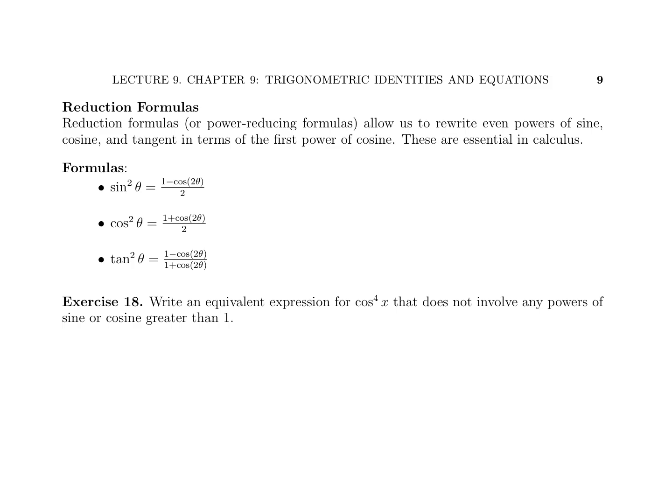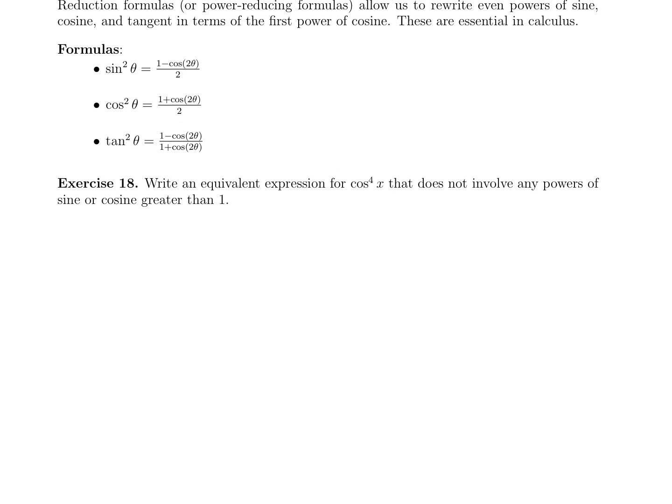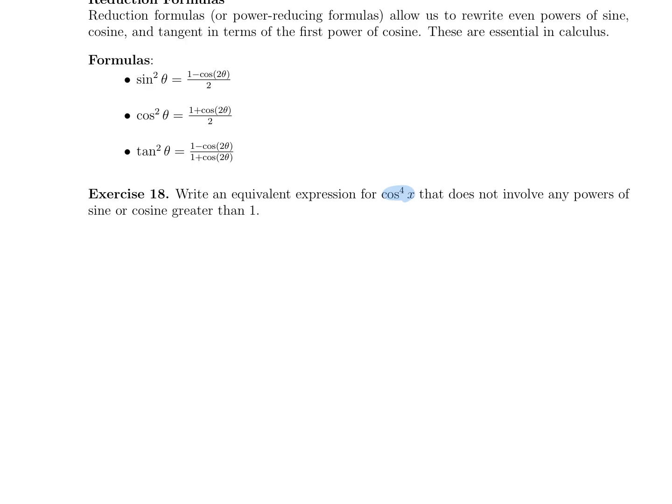For the first example, they're asking us to write an equivalent expression for cosine to the fourth that does not involve any powers of sine or cosine greater than 1. So we're going to use these power reduction formulas in order to get the exponent to be 1. Let's rewrite cosine to the fourth as cosine squared squared. Cosine squared squared is cosine to the fourth. And now we can use the formula that you see up here.